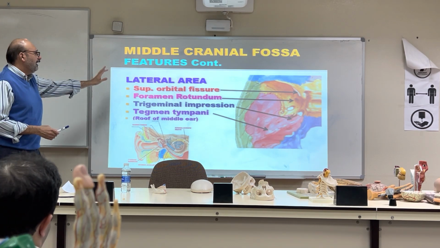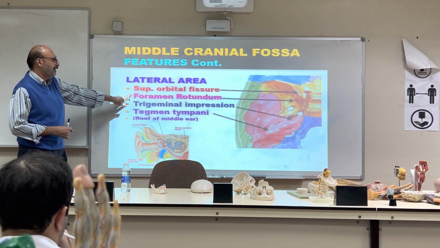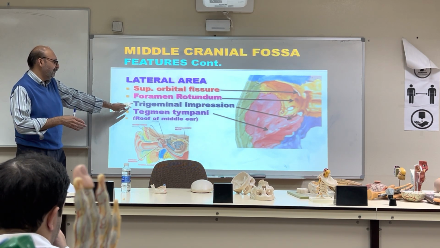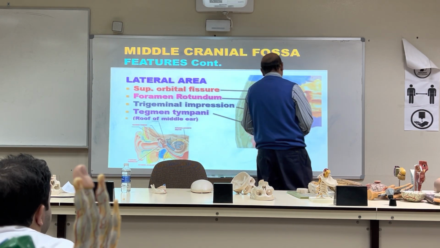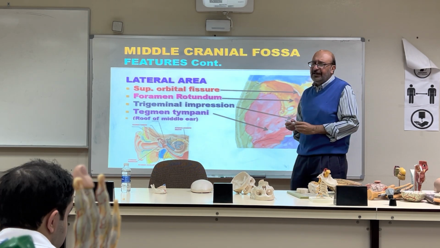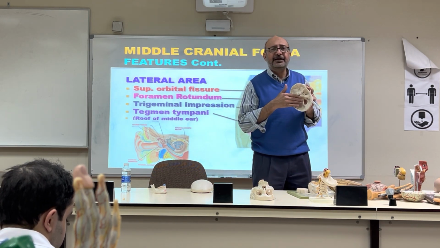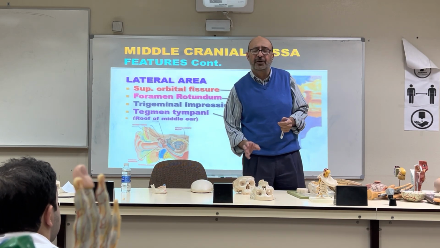Okay. Middle cranial fossa, you know most of the things now. Superior orbital fissure, yes. Foramen rotundum, yes. Trigeminal impression, yes. Okay. What is the petrous part of the temporal bone? This rough area is called the petrous part of the temporal bone. It is very easily detected and palpated on a real skull or a model.